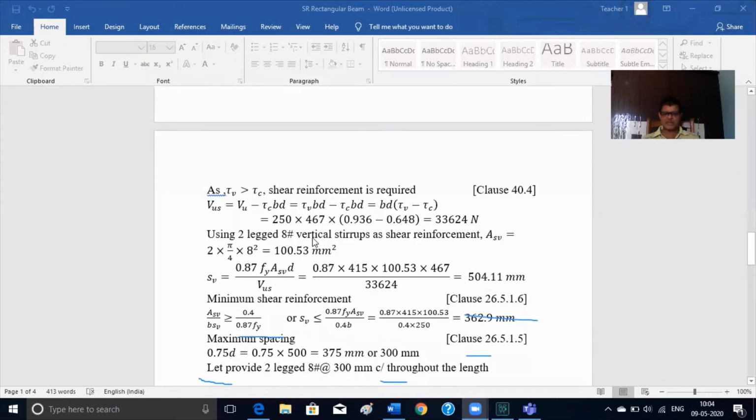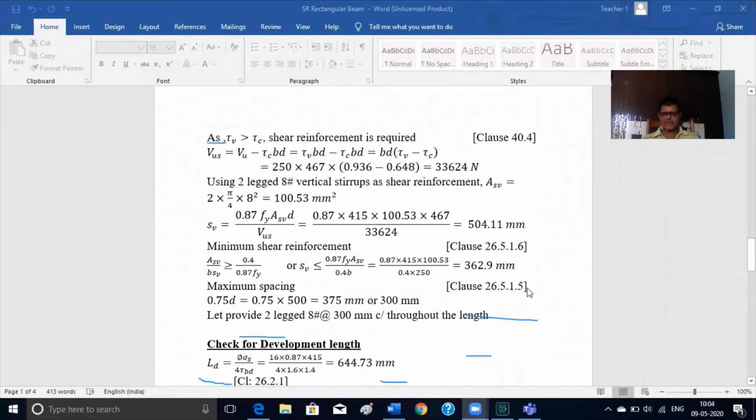So go to the IS code provisions. Clauses are given. The maximum spacing is given in clause 26.5.1.5. Minimum shear reinforcement is given in 26.5.1.6. So see these clauses, and then you find out the maximum is 300. So provide 300 millimeter throughout the section, 2-legged stirrups, because this value is 504, this is 362, this is 375, but the spacing cannot be more than 300 millimeter. So provide 300 millimeter. So this is the way to provide the vertical stirrup. So this is regarding the stirrup design.